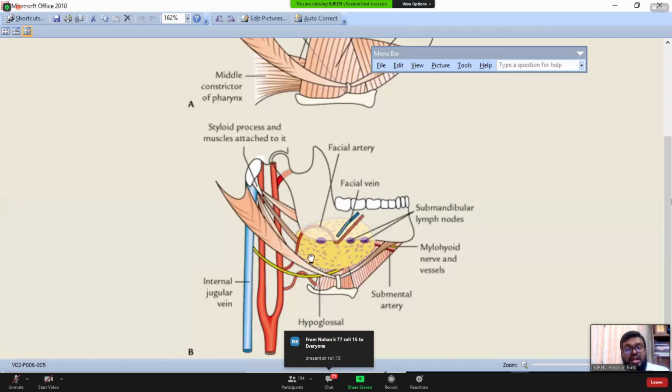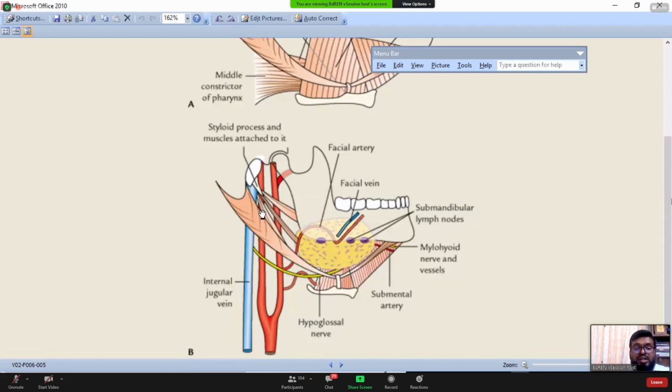So you can understand this triangle has so many important structures in this region, and we must be careful in whatever we do in this region to ensure a safe procedure.